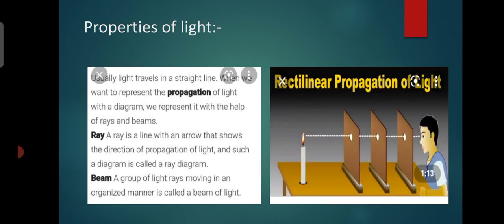Next, properties of light. Usually, light travels in a straight line. When we want to represent the propagation of light with a diagram, we represent it with the help of rays and beams. Ray, what is a ray? A ray is a line with an arrow that shows the direction of propagation of light, and such a diagram is called a ray diagram.